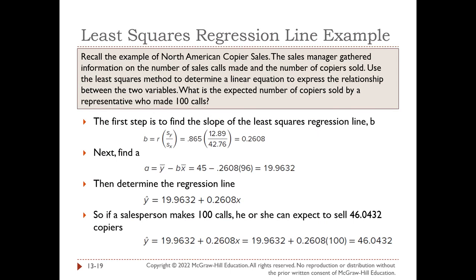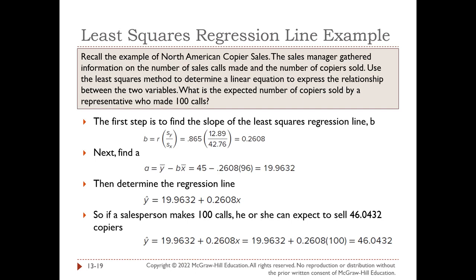So 12.89 divided by 42.76 equals a grand total of 0.2608. Next, we find A. A is going to equal y bar minus b times x bar, which equals 45 minus 0.2608 times 96, which equals 19.9632. Nice. So there's our y-intercept and our slope.